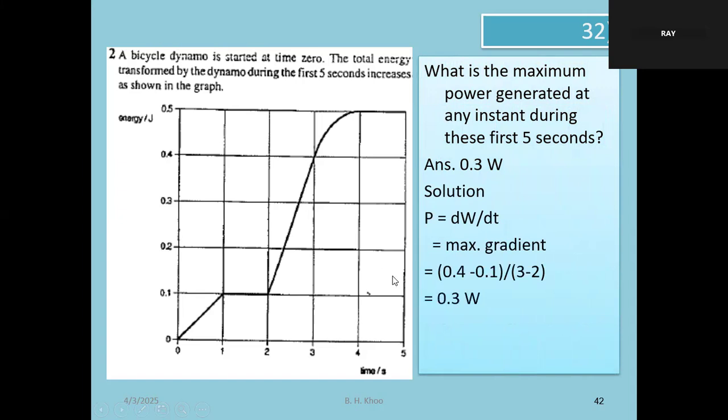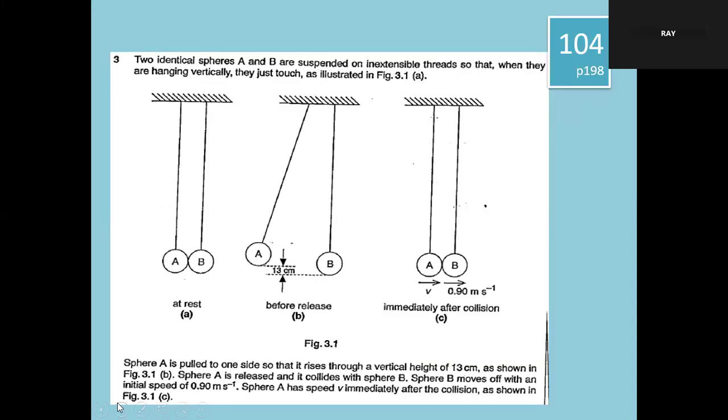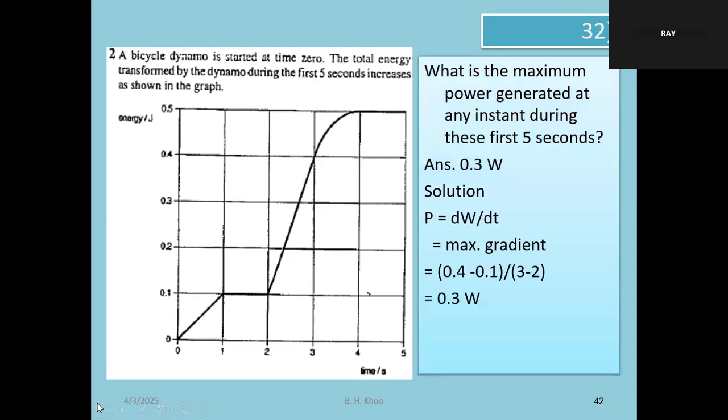Okay, now you can see. 0.4. This part, this straight line is the greatest gradient. Oh, all right.